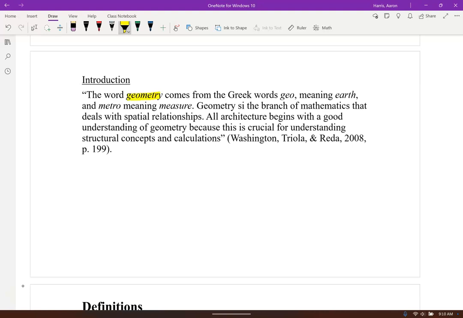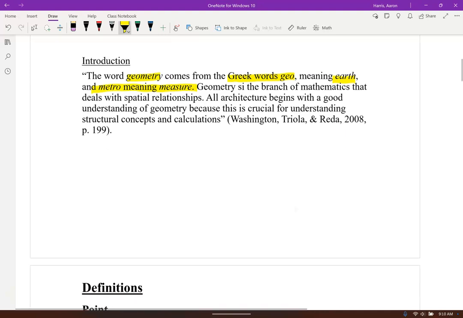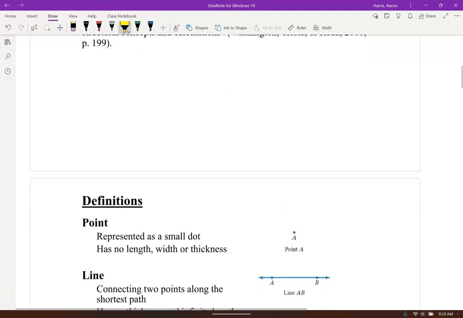Geometry, if you guys did not know, comes from the Greek words geo, meaning earth, and metro, meaning measure. So it's kind of the branch of mathematics that deals with spatial measurements, right? Measurement of the earth. And of course, architecture deals with a lot of geometry.